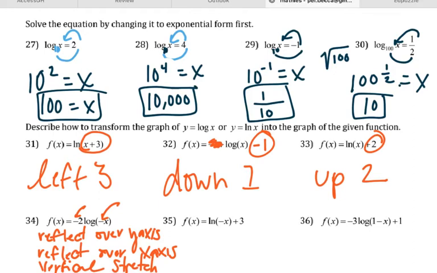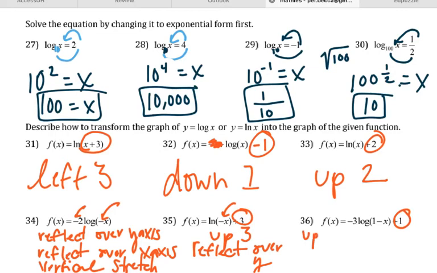Okay, 35. +3, obviously up 3, because it's a +3 in the back. And negative over the x is always reflect over the y. Super ugly. +1 goes up 1. Negative is reflect over x. A 3 is a vertical stretch.